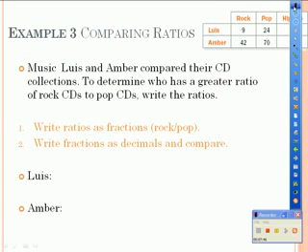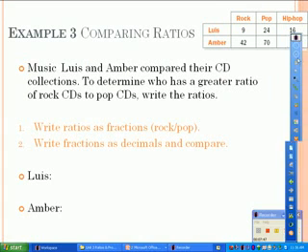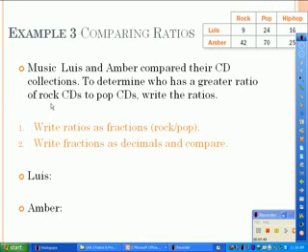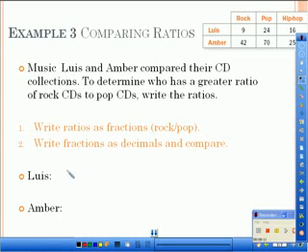Let's try a third example together. This is called comparing ratios. We have a chart up here of Luis and Amber, and this compares their CD collections. We're going to determine who has a greater ratio of rock CDs to pop CDs. First, we're going to write the ratio. Now we are comparing rock to pop, so we're going to put the rock CDs on the top and the pop on the bottom of the ratio.